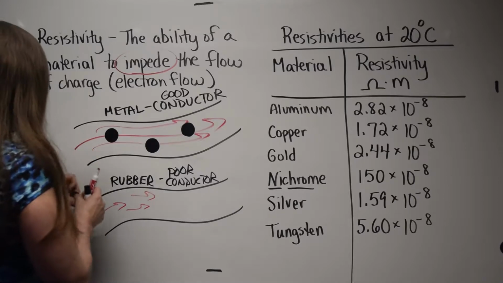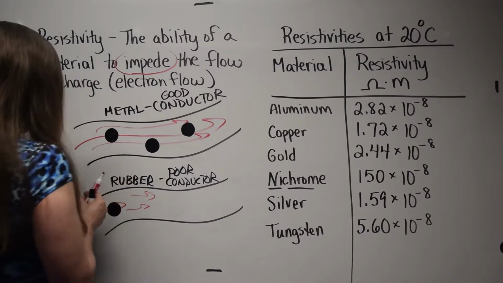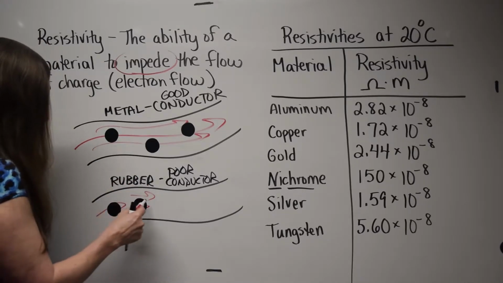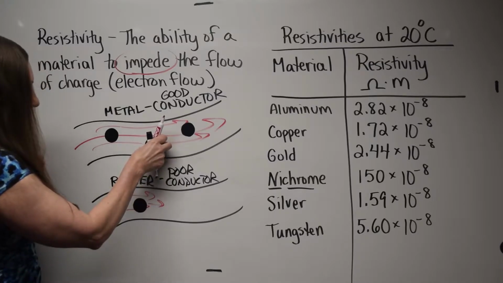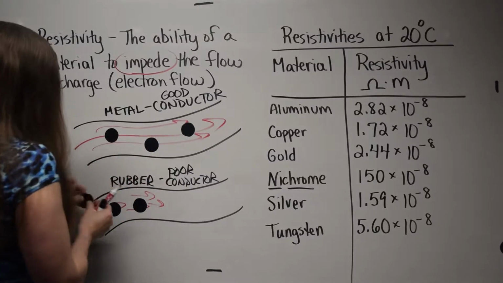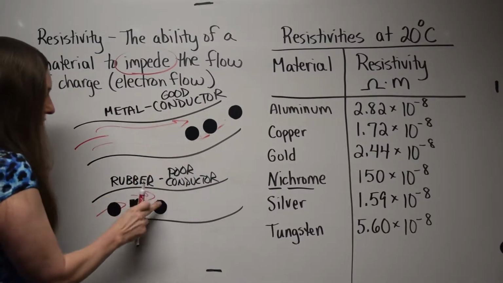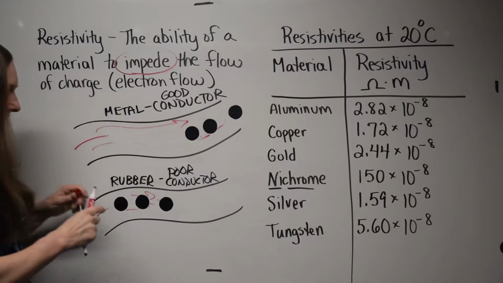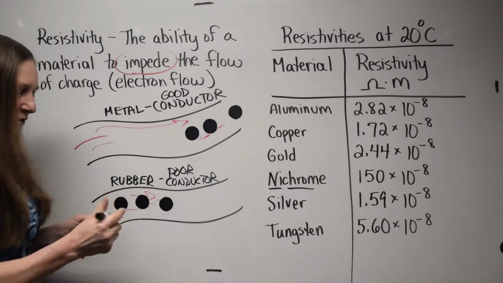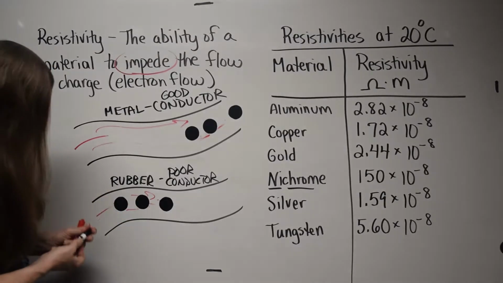It does not allow the electrons to go through. They're kind of getting stopped short. They don't want to go at all. So the rubber is a poor conductor. The metal allows the electrons to go through. The rubber does not want to let the electrons go through. So that makes rubber a poor conductor.